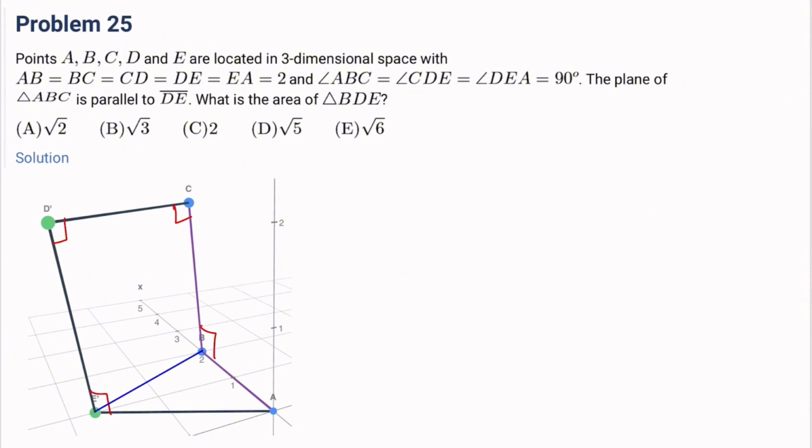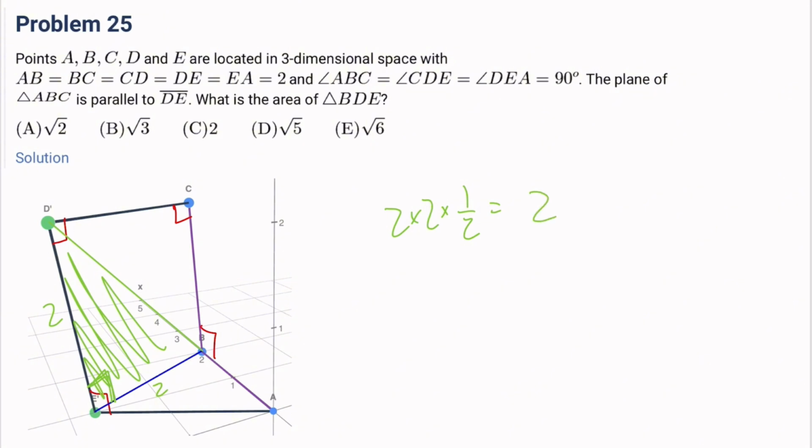And we want the area of BDE, right? The area of BDE. So that is going to be a right isosceles triangle, because this length is 2, this length is also 2, and this is a right angle, right? And so if we draw DB like that, then this area is going to be 2 times 2 times 1/2, which is equal to 2, right? So this is our area of BDE. That's the answer, it's C.